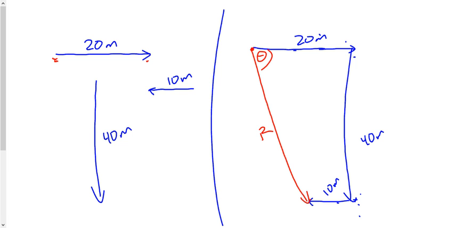Now, right now, that'd be pretty hard to find theta. It'd be pretty hard to find r. Once we get a right angle triangle out of this, then it would be a little bit easier. Make sense? Okay, let's make one a little bit simpler here.